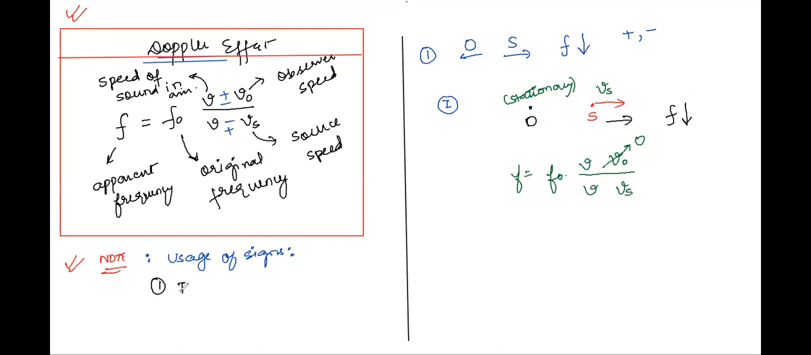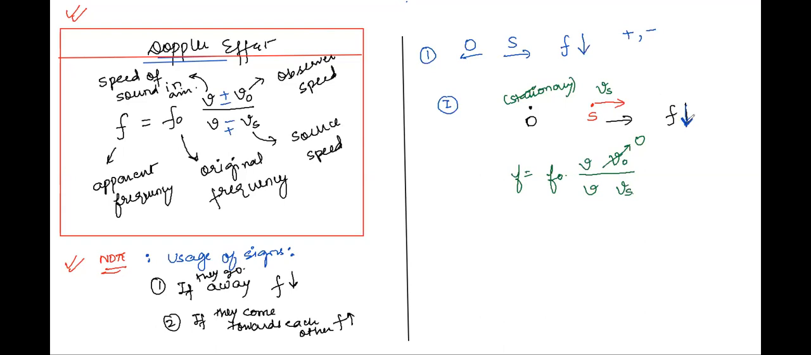So you can write, if they go away from each other, frequency should decrease. And if they come together, or toward each other, then the frequency should increase, right? So now tell me, Karuna, if the source is going away from the observer, what should happen? Yes, the apparent frequency will decrease. So apparent frequency will be less.